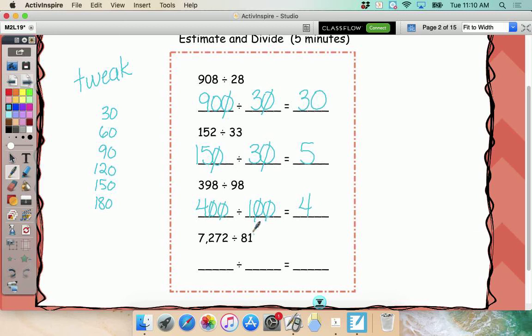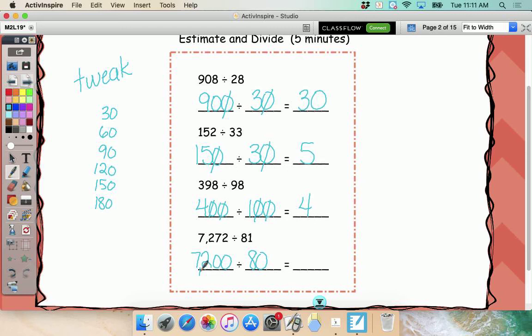If I round 81, it's going to be 80. If I round 7,272 to the highest place value, it's going to be 7,000. 8 does not go into 70. So I can't do it. So I've got to find a number on my multiples of 8. Can you think of your multiples of 8? Is there a number close to this? What is it? 72. But it's going to be 7,200 because you don't want to change the number of digits. Okay? So good job, Bella.